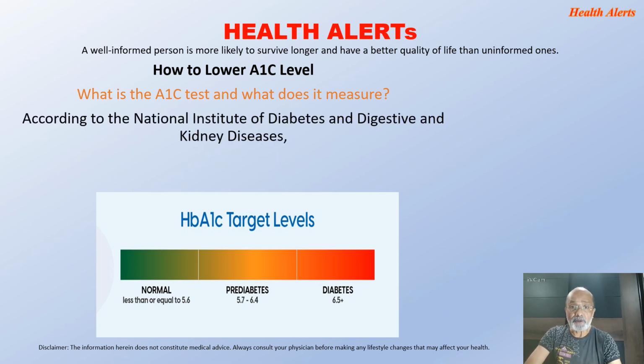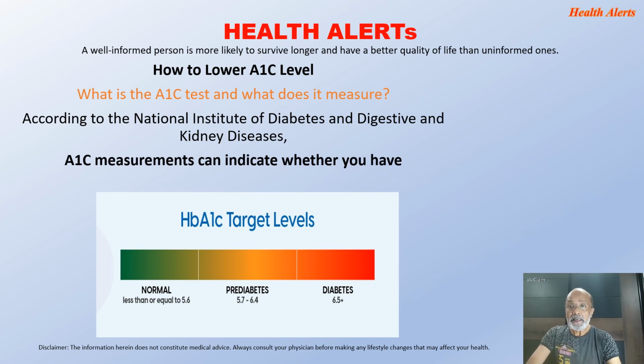According to the National Institute of Diabetes and Digestive and Kidney Diseases, A1C measurement can indicate whether you have diabetes or pre-diabetes. Now, a normal level is 5.6 or less. With such a reading, the patient is considered a normal, non-diabetic patient. However, if the reading of HbA1c ranges from 5.7 to 6.4, the patient is at the pre-diabetic level. It is called pre-diabetes. And if the reading is 6.5 and beyond, then the patient is of course a diabetic patient, declared diabetic.